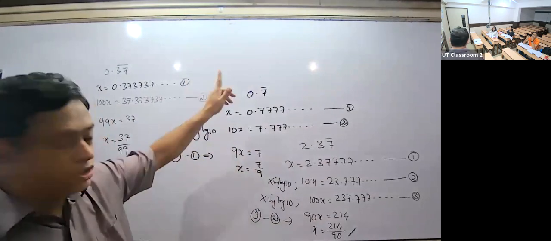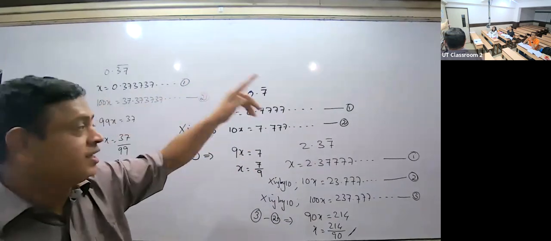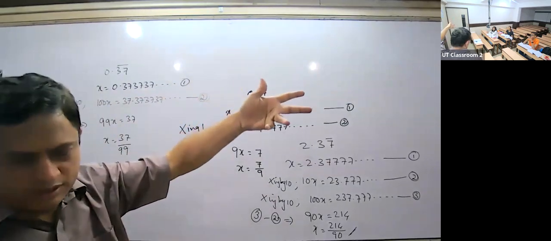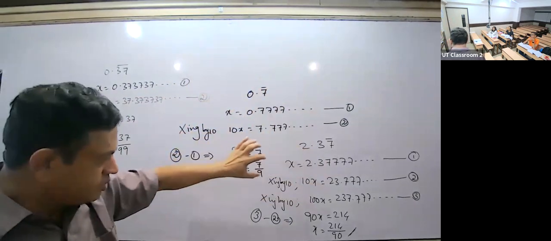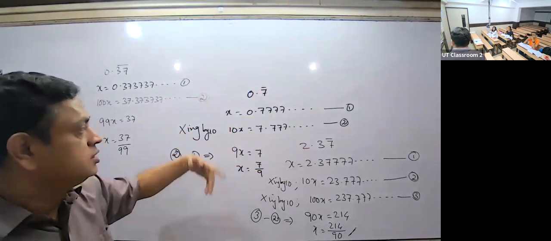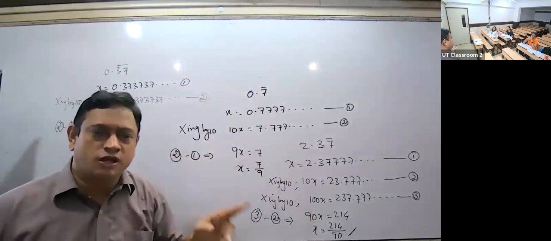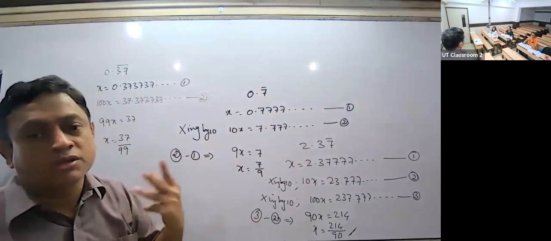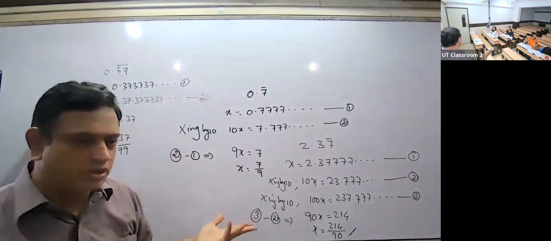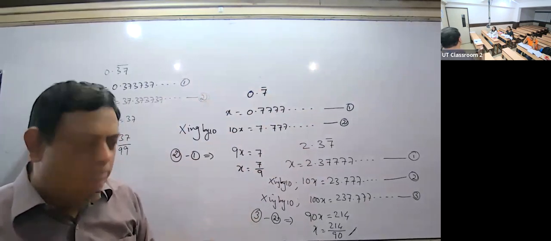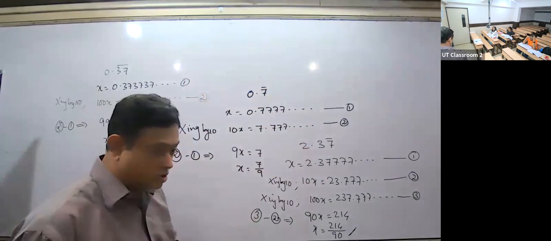First thing: check if any digit is without repeating after the decimal. If it is there, bring it to the left side. If not, directly: one digit repeating means multiply by 10, two digits repeating means 100, three digits repeating means 1000. Hope you have followed now. Okay, so let's take the exercise question.